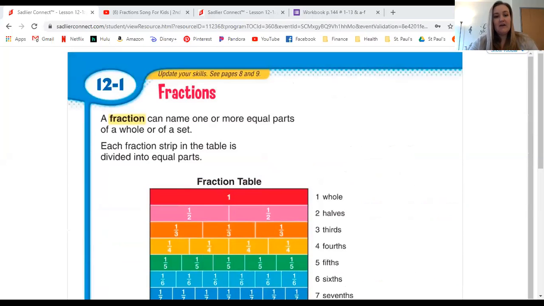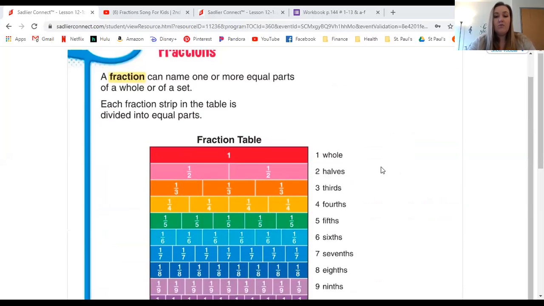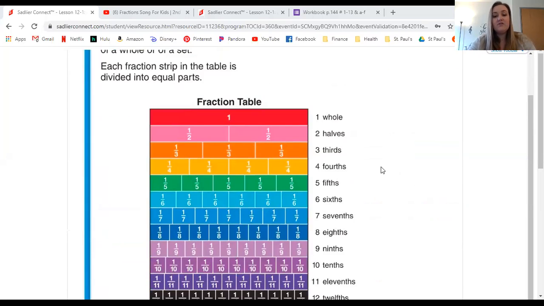So if you want to, you could actually go ahead, and this is in your book. It's very helpful. It's on page, let me take a look, 386. So fractions can name one or more equal parts of a whole or of a set. So each of these fraction strips in the table are divided into equal parts. So if you look, you have one whole, 2 halves, 3/3, 4/4, and it keeps going down the line.